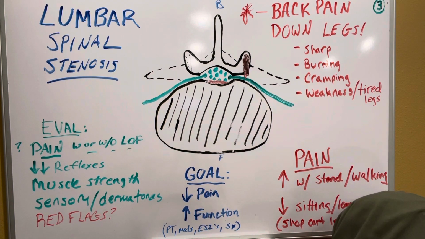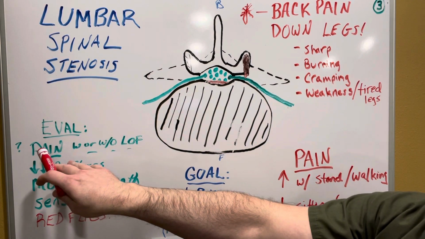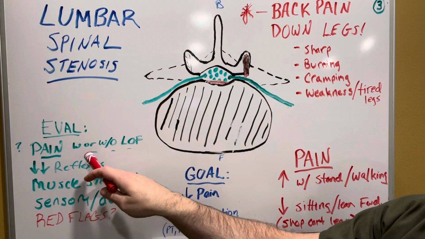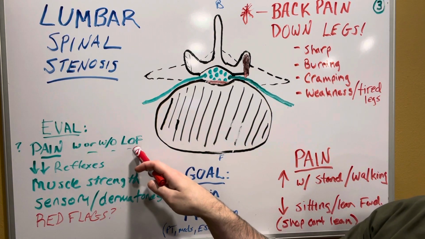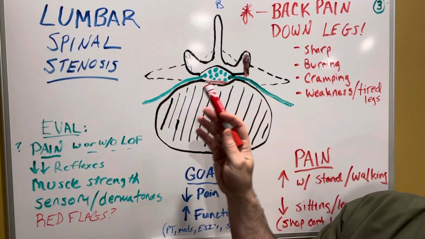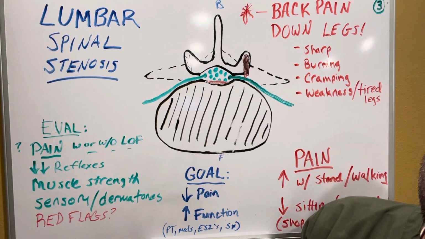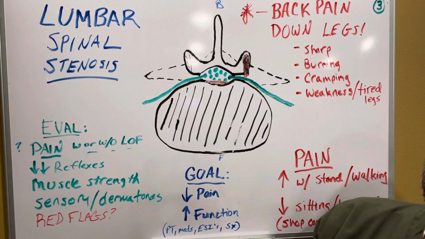Typically, when we go to evaluate someone, we're looking to evaluate their pain, and also whether there is loss of function. What we're trying to determine, for the initial evaluation, is are the legs working, is the strength equal, is the sensory equal, that type of thing, any neurological deficits.